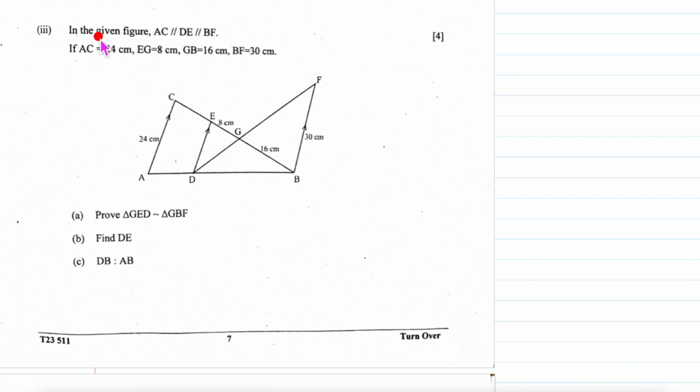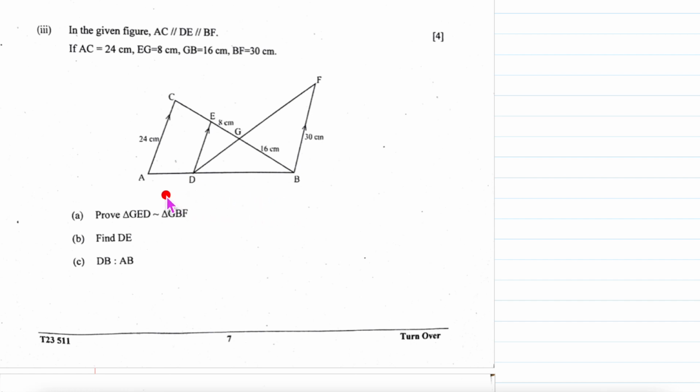Question 5c. In the given figure, AC parallel to DE parallel to BF. So you can see AC, DE and BF. They are parallel to each other. AC is given as 24. AC is here. EG is given as 8 centimeters. And GB, how much is GB? It is 16 centimeter. And BF is 30 centimeter. We have to prove that triangle GED, that is this triangle here, is similar to GBF, that is this one. Next we have to find DE, that is this one, and then DB is to AB.